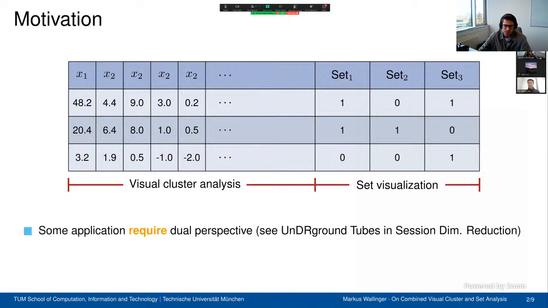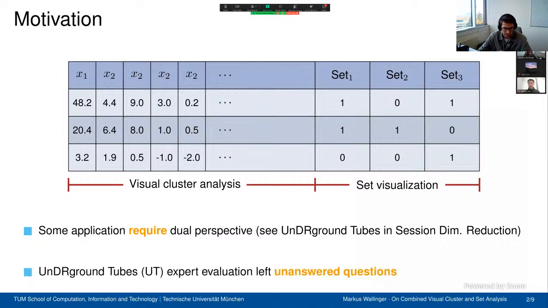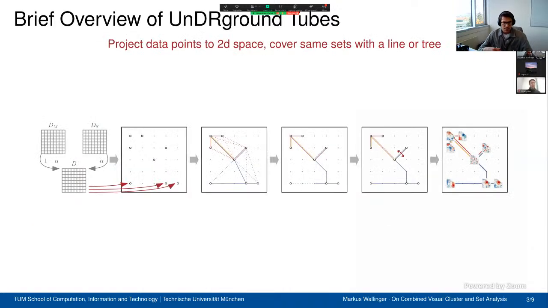And some applications require this dual perspective. For example, underground tubes, which I will give a talk about in the session about dimensionality reduction later. And when we developed the underground tubes application, we mostly relied on expert evaluation with domain and design experts, which left some unanswered questions where we thought it requires some controlled experiment. But to understand the experiment we did, I probably briefly have to introduce the underground tube system.